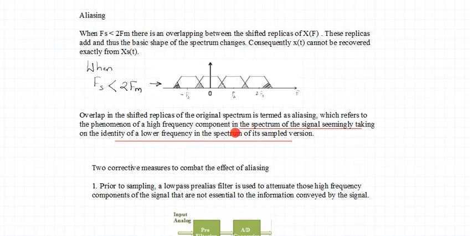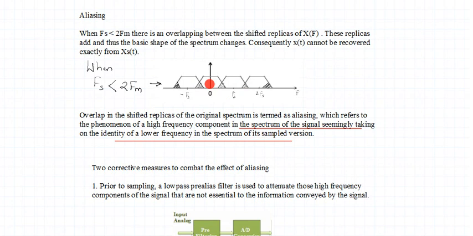What does aliasing actually do? This spectral overlap, which happens because we have not chosen a proper sampling frequency, changes the spectral shape, and this change in spectral shape results in an entirely different signal. Especially, the change happens to the high frequency components.